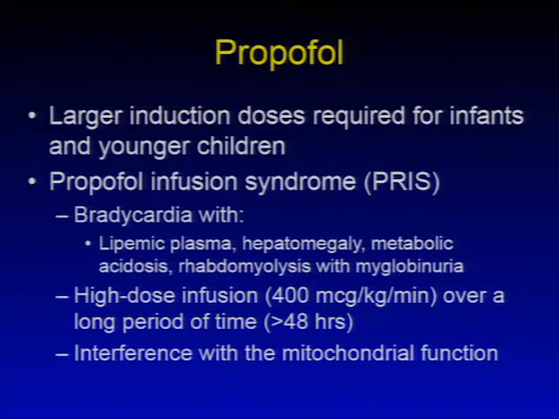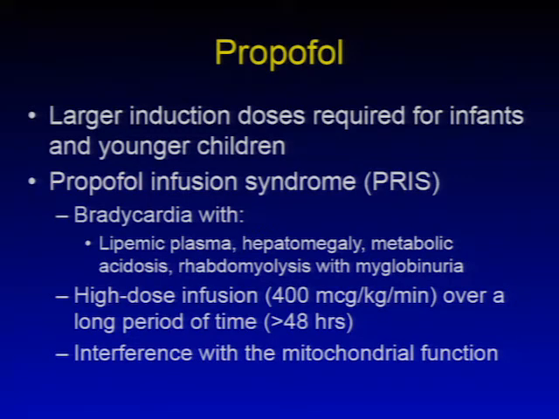The different pharmacodynamics and kinetics of drugs affect dosing in children. The first specific drug I'll talk about is propofol. Infants have a larger volume of distribution, which requires a larger induction dose for infants and younger children. One characteristic of propofol that's important to note is propofol infusion syndrome. Propofol infusion syndrome is diagnosed by the constellation of bradycardia with either lipemic plasma, hepatomegaly, metabolic acidosis, or rhabdomyolysis with myoglobinuria.